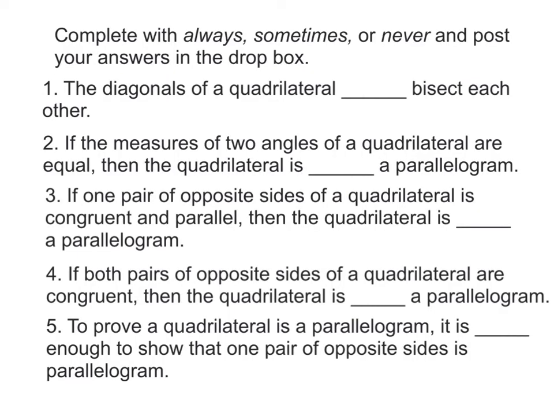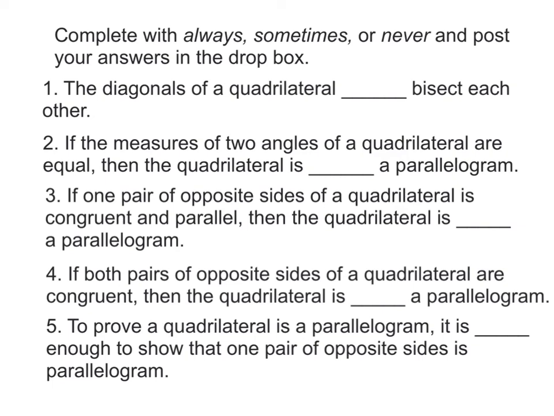All right, I would like you now to complete with always, sometimes, or never, and post your answers in the drop box. So number 1, the diagonals of a quadrilateral always, sometimes, or never bisect each other. 2, if the measures of 2 angles of a quadrilateral are equal, then the quadrilateral is always, sometimes, or never a parallelogram. 3, if one pair of opposite sides of a quadrilateral is congruent and parallel, then the quadrilateral is always, sometimes, or never a parallelogram.